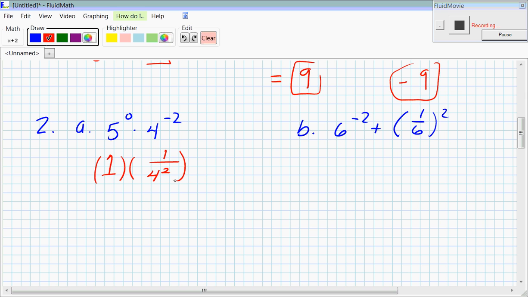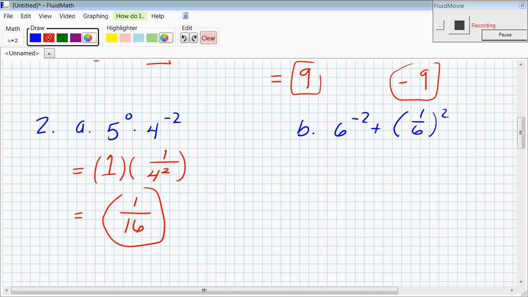Okay, good. Now, 1 times anything is just anything, right? So what's 1 over 4 squared? How much is that? 1 over, how much is 4 squared? 16. Very good. There you go. Awesome.